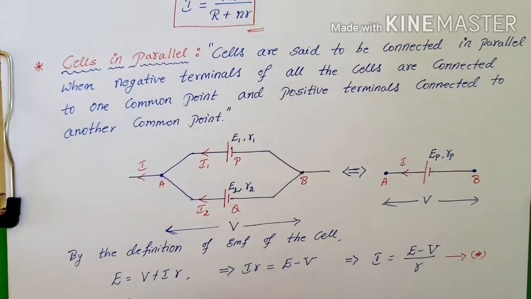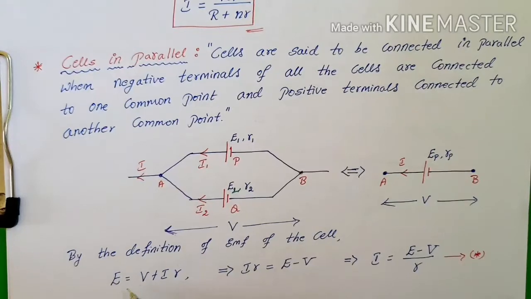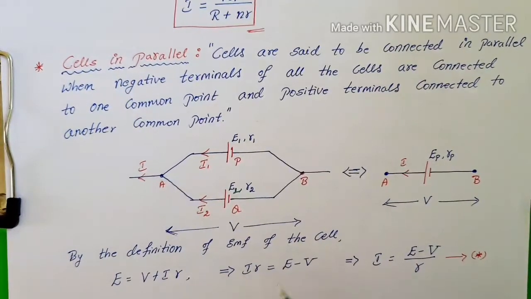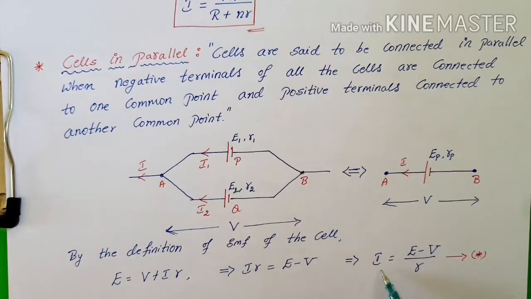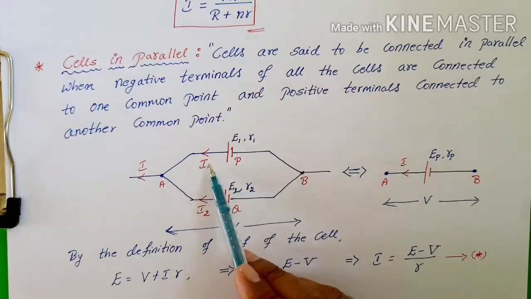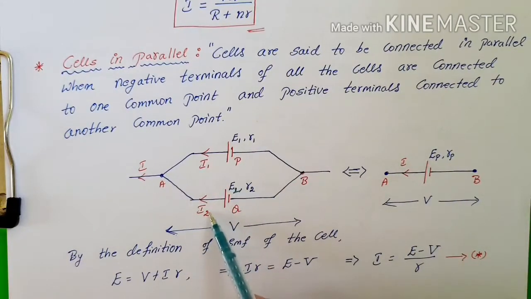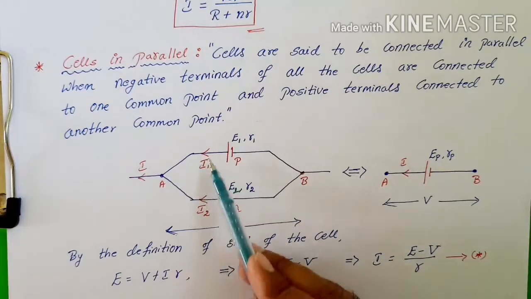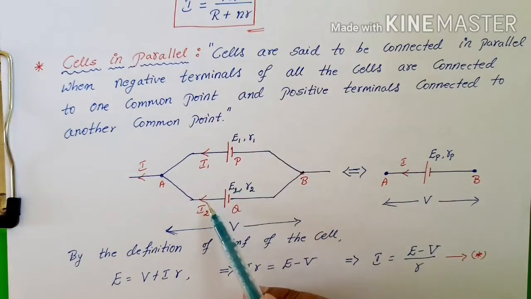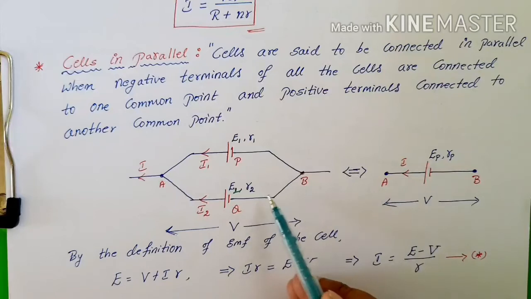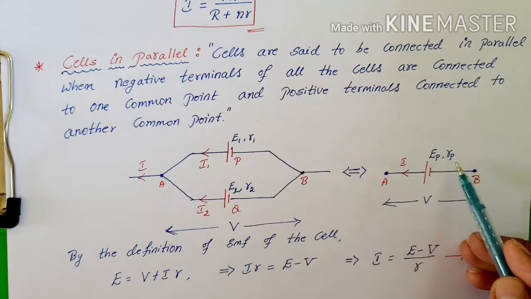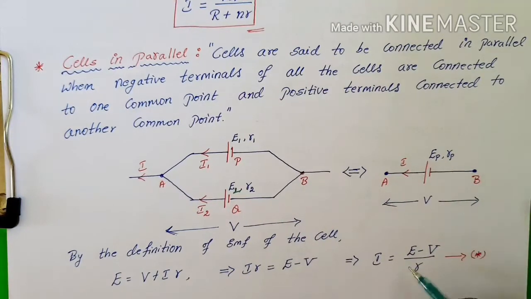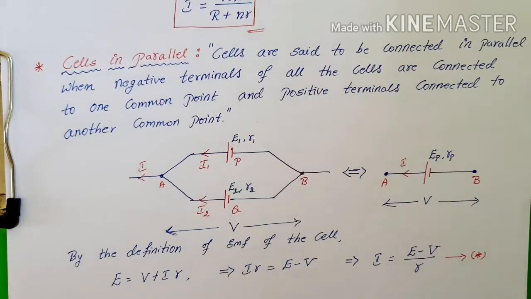Now we have to make ready one current equation by the definition of EMF of cell. E is equal to V plus IR, then IR is equal to E minus V. Find the current expression here. I becomes E minus V by R. By using this as a standard equation, first I will find I1, then I will find I2, then I will add both, and I will compare, and finally I will find EP and RP. Let's look at how it becomes.